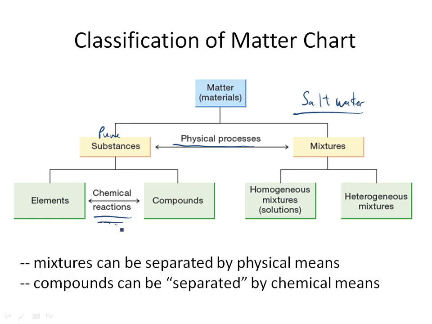Chemical reactions are used to change compounds and elements. So you can take something like, for example, mercury oxide. If you heat that up, you can make mercury and oxygen gas. So you can do a chemical change to take a compound and essentially decompose it into its elements. And that is it.